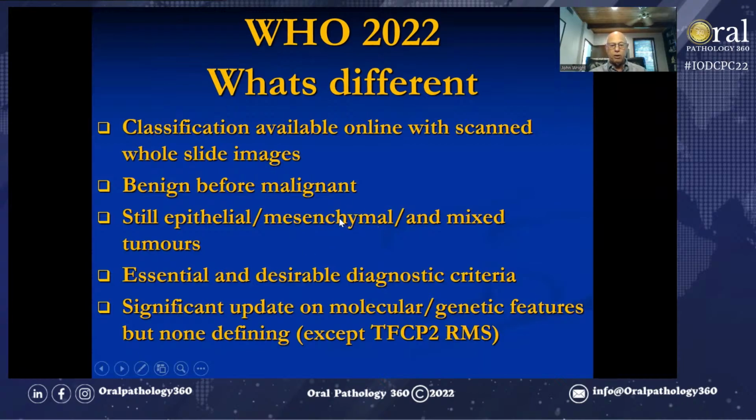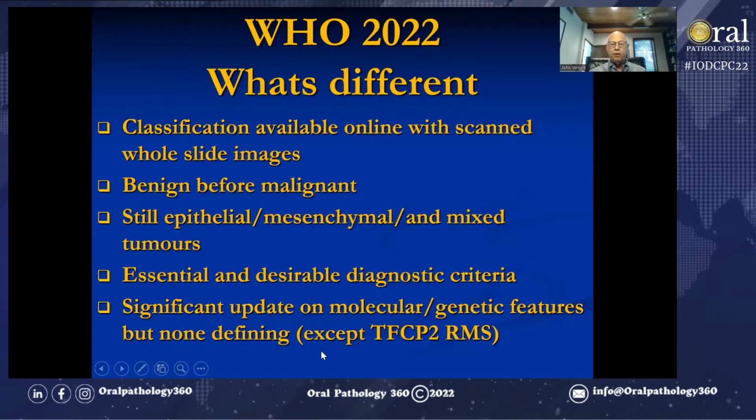Obviously, this is ectomesenchymal, and everybody knows what that means, and it's clear, and it will remain that way in 2022. Another advantage, I think, is that every lesion is going to have essential diagnostic features that you must have present to make the diagnosis, and desirable diagnostic features, things we would like to see, which improves our confidence in the diagnosis, but are not essential to make the diagnosis.